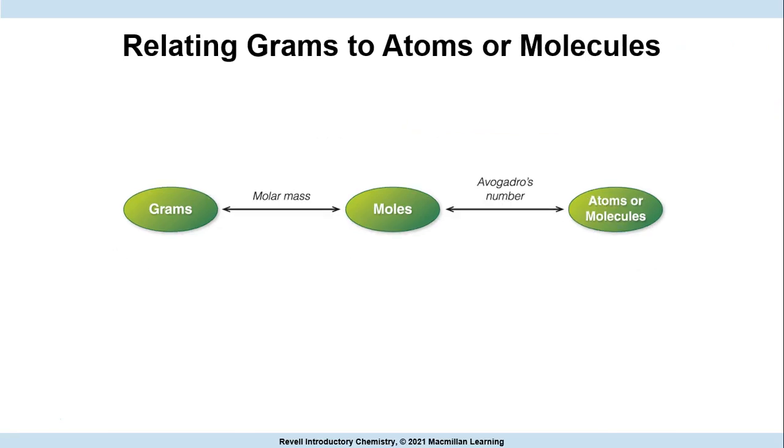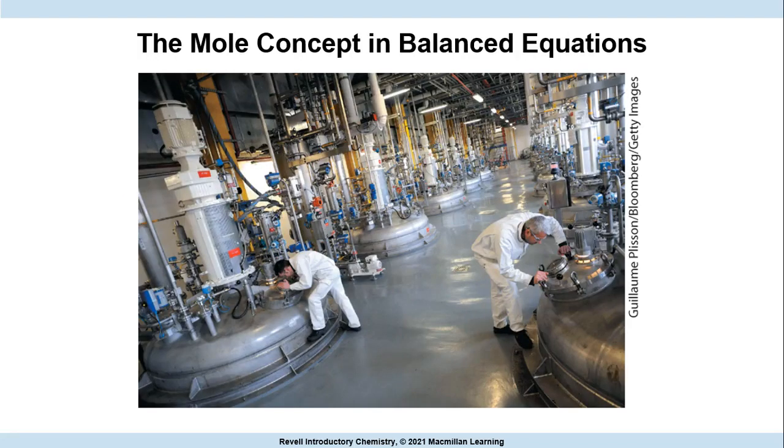Now, this is what you should know. To convert from grams to atoms, you first of all have to convert from grams to moles using the molar mass, and then you convert from moles to atoms using the Avogadro's number. So this is very important to understand.